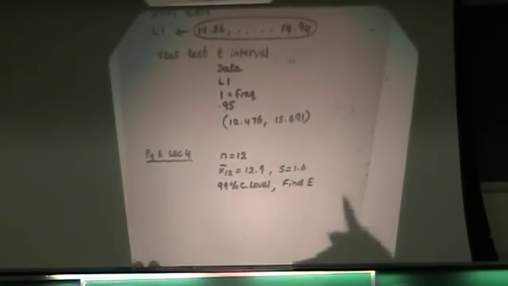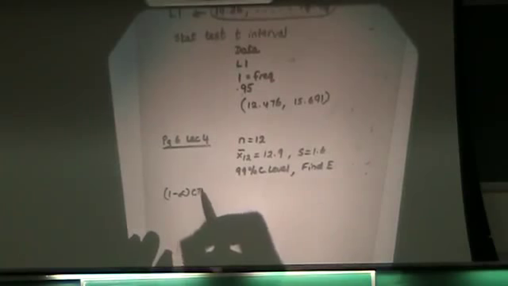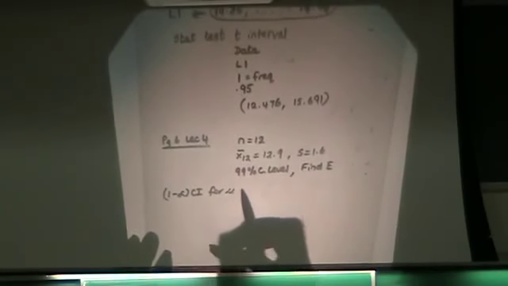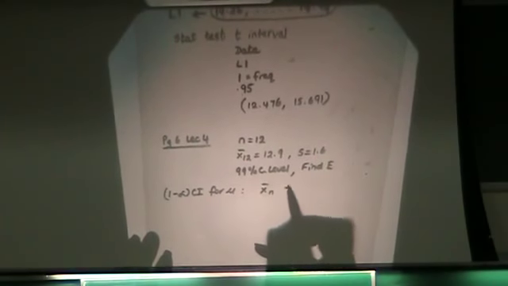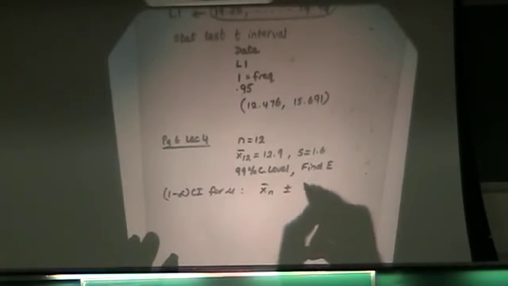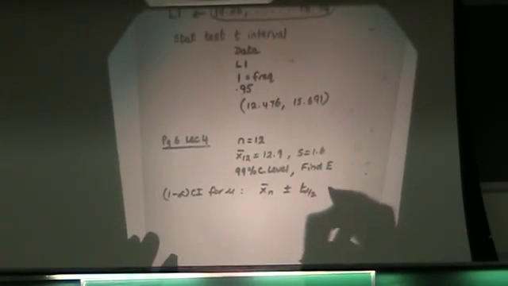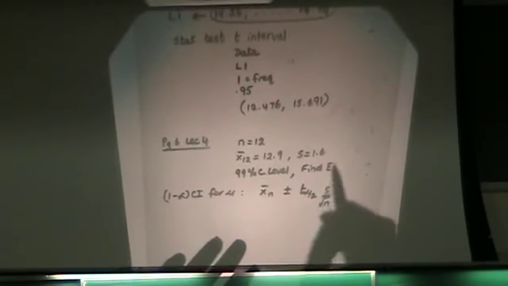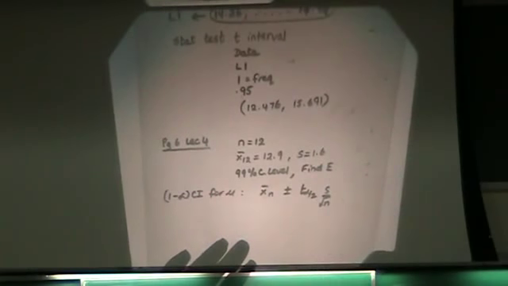So this is a simple problem. It's just part of our formula that we already know. Our formula is the 1 minus alpha CI for mu: x bar n plus or minus t alpha over 2 times S over root n. I use the t alpha over 2 version because they gave me S, right? If it was sigma, I would have used z, right?